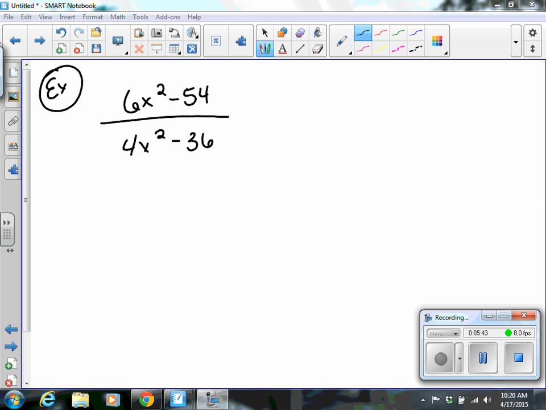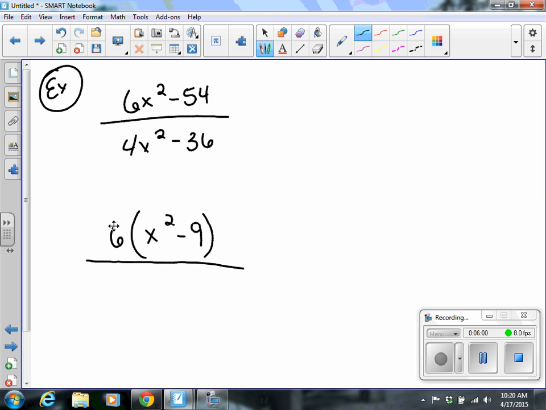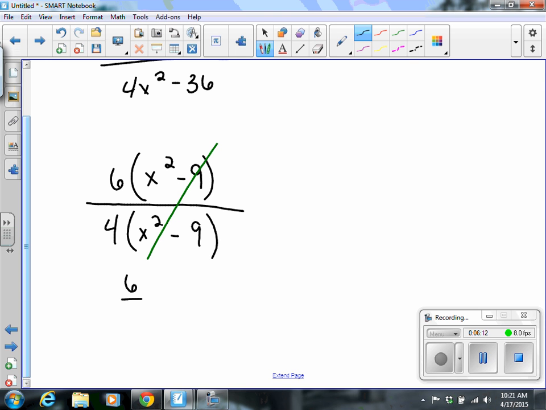So to start with, I'm going to factor out my numbers, and if I can simplify the polynomial after that, then I will. For the top one, I can factor out that 6, so I'm left with x squared minus 9. Over the denominator, I'm going to factor out that 4, then I'm left with x squared minus 9. Well, the x squared minus 9 cancels. I'm left with 6 over 4, but this isn't in simplest form. I need to reduce that to 3 over 2.